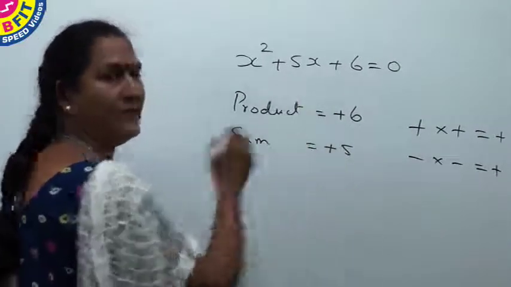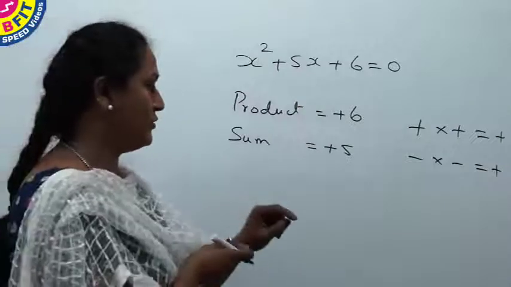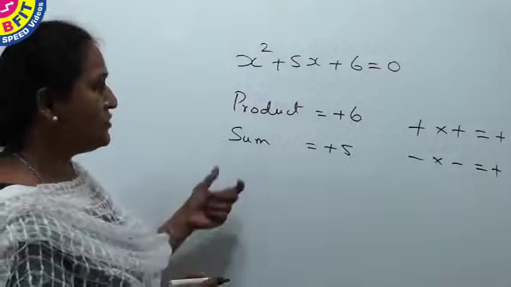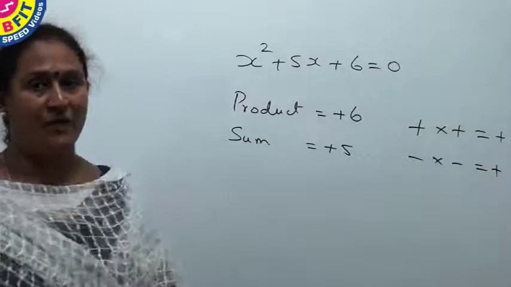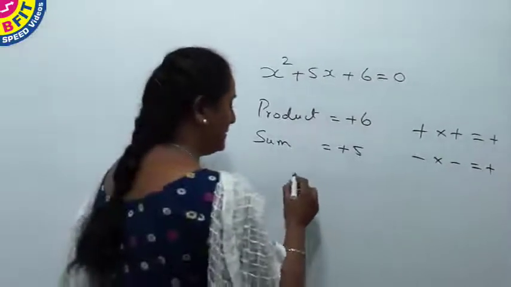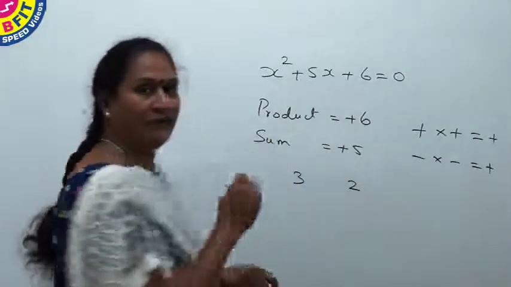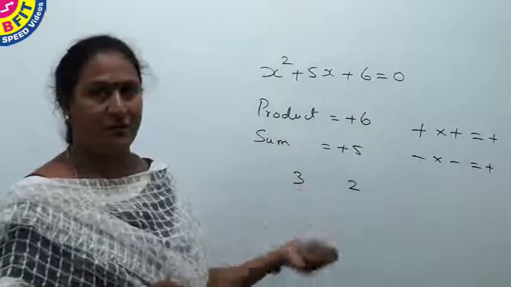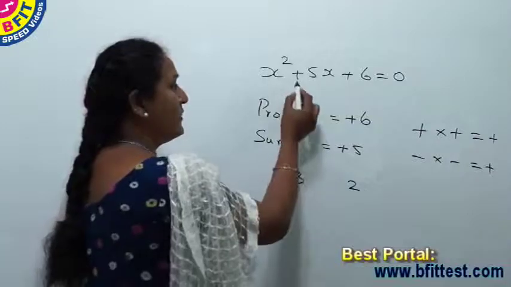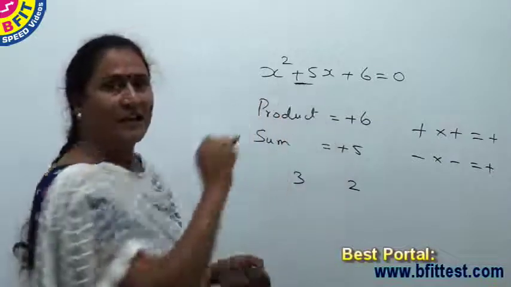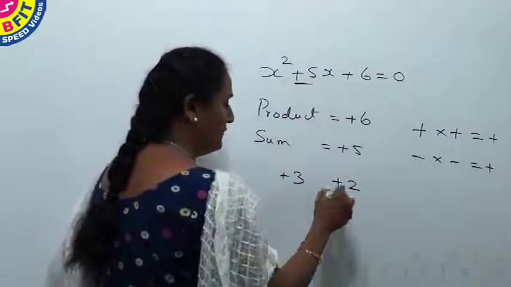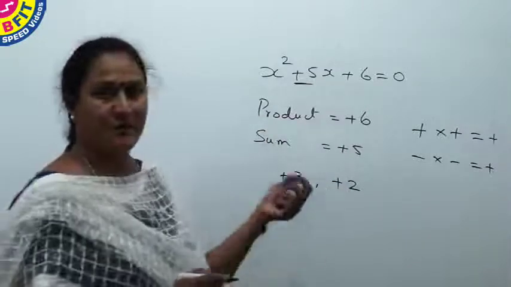So here we have plus 5. Sum of those two numbers should be plus 5 and product should be plus 6. So which two numbers will give you sum 5 and product 6? It is 3 and 2. When you add 3 and 2, you get 5, and when you multiply 3 and 2, it is 6. Now giving symbols for this, see coefficient of x, what sign it has? It has positive sign, so both the numbers should have plus symbol. So plus 3 and plus 2.